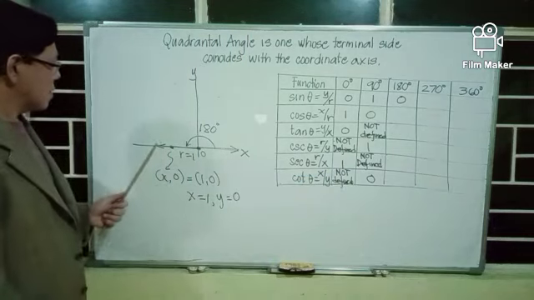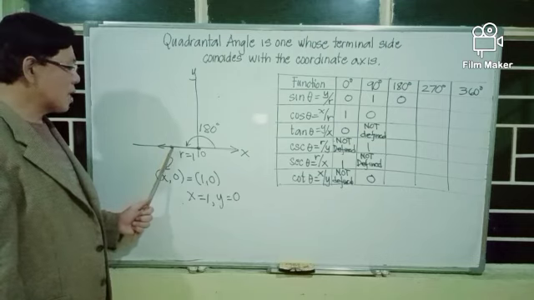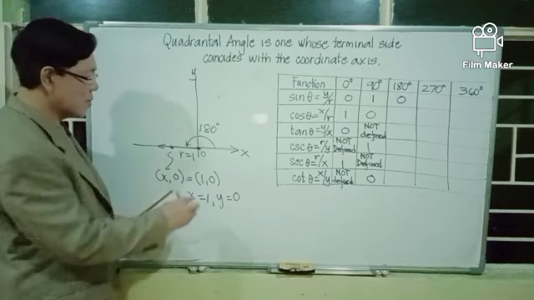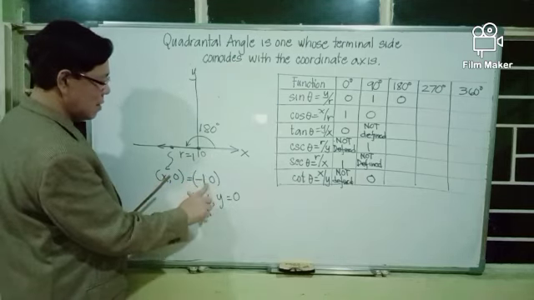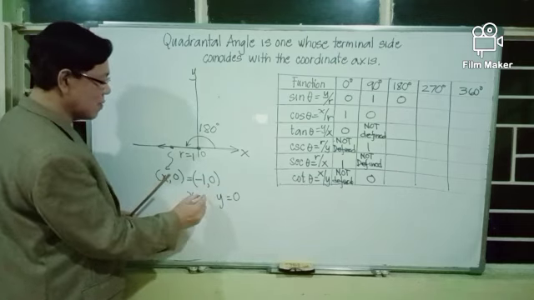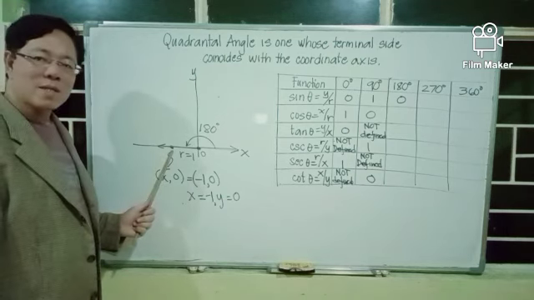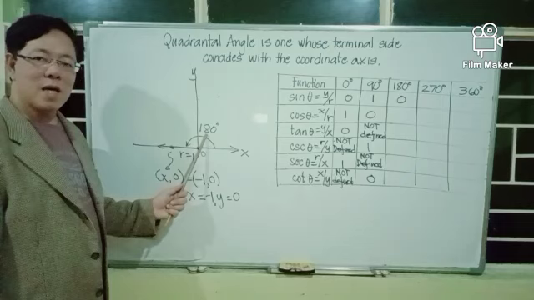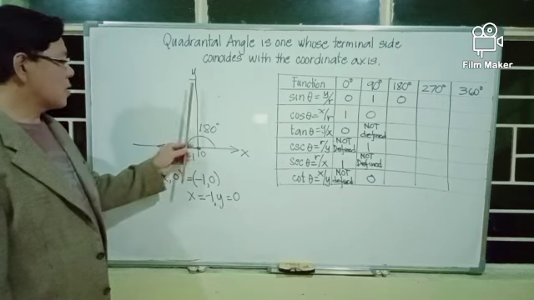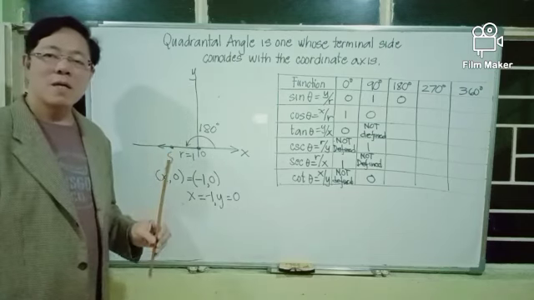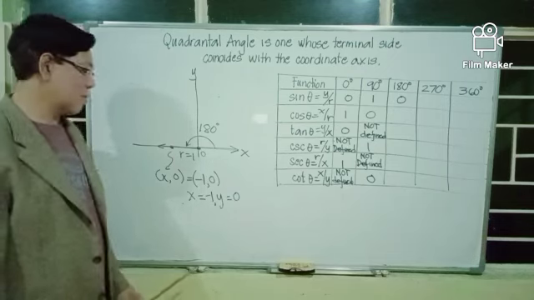Sorry. You notice that this point is to the left of the y-axis. So at this point, the value of x is negative, and we write here negative 1. Hence, the value of x is negative 1, because the point on the terminal side of the angle 180 degrees is to the left of the y-axis. And all the points to the left of the y-axis, the x-coordinates or abscissas or values of x are negative.